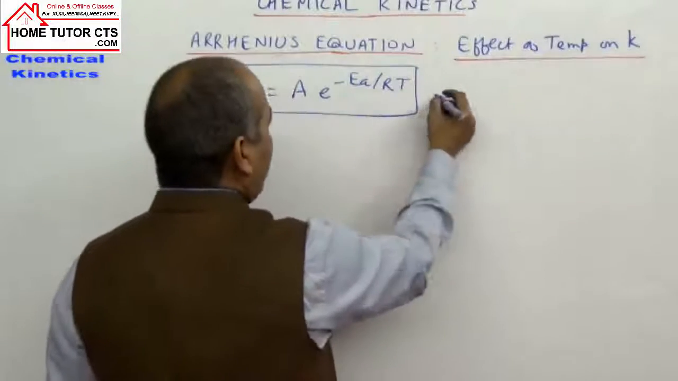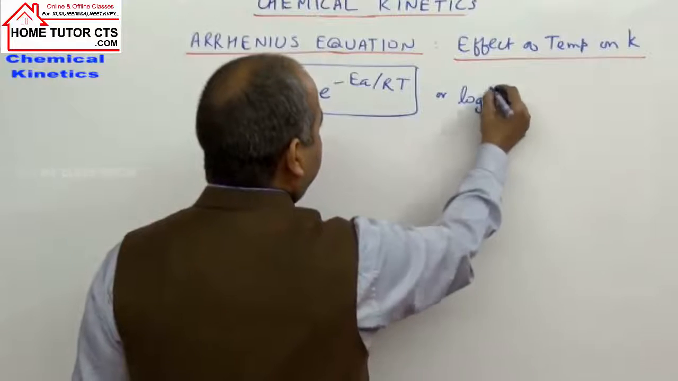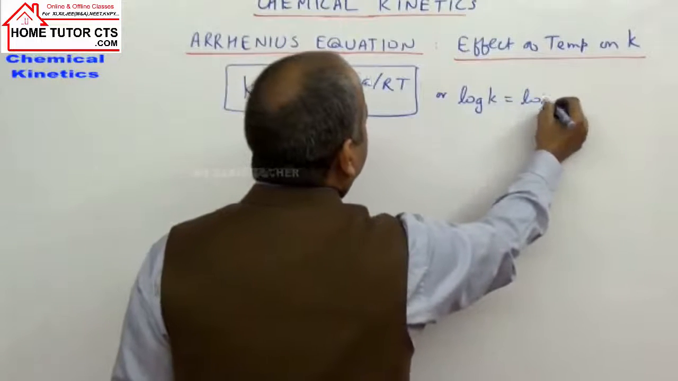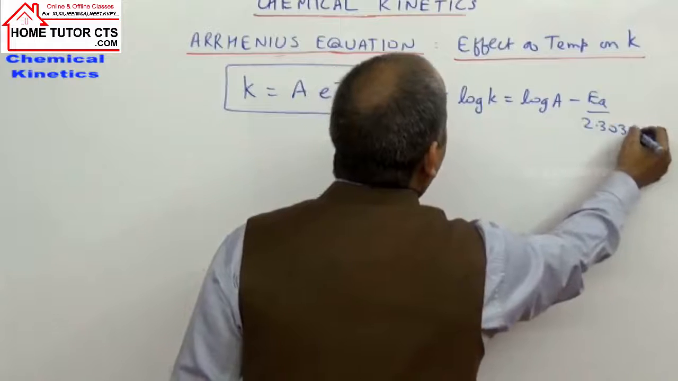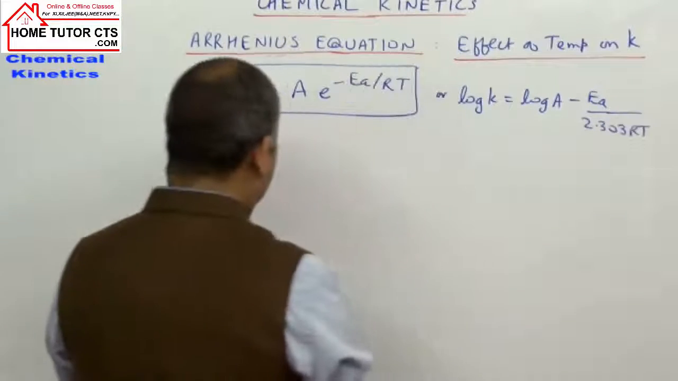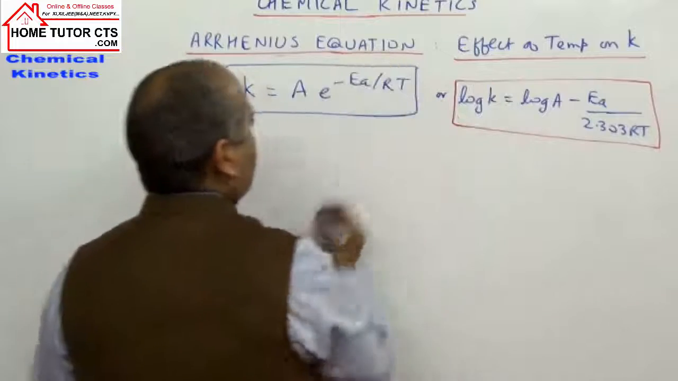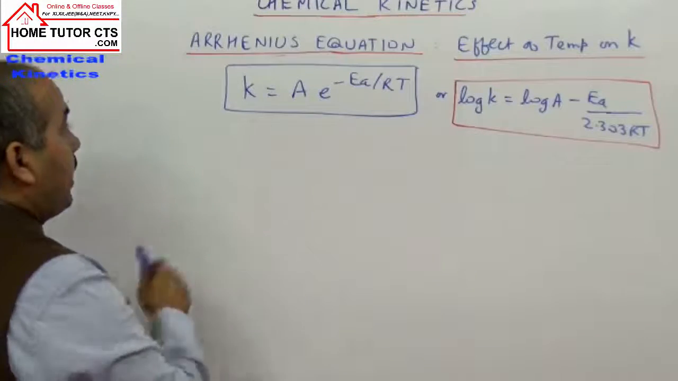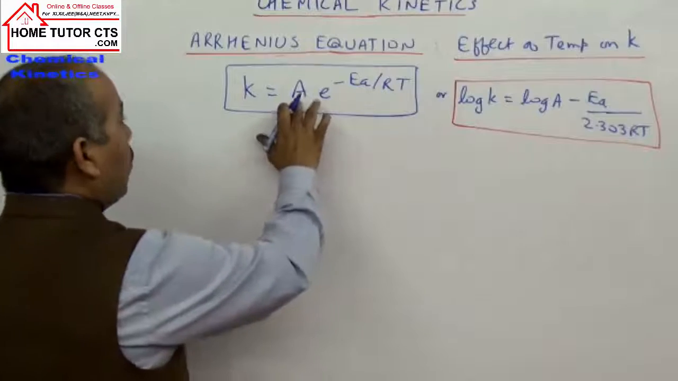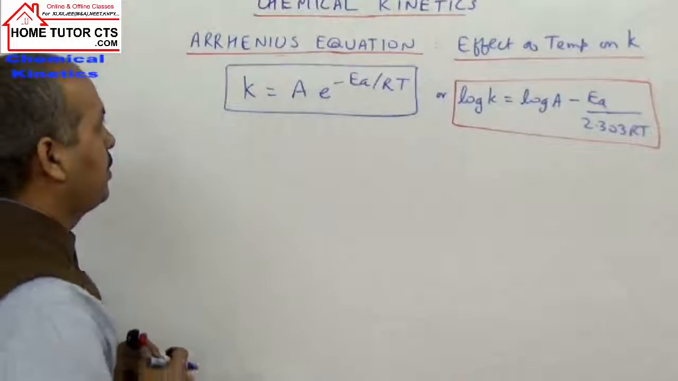I can write this equation in log base 10 form also. Log base 10, log K is equal to log A minus EA upon 2.303 RT. Now in the given expression, this A is taken as the collision frequency of molecules having proper orientation.